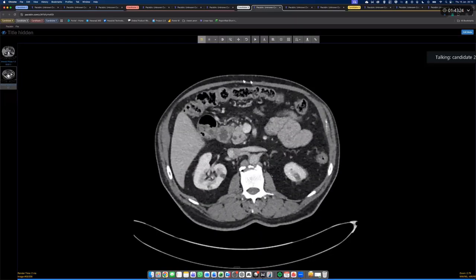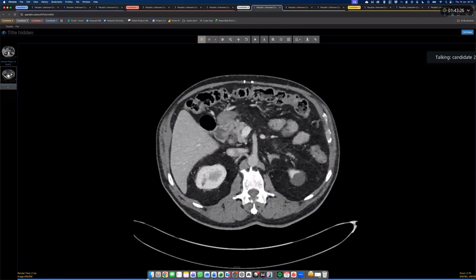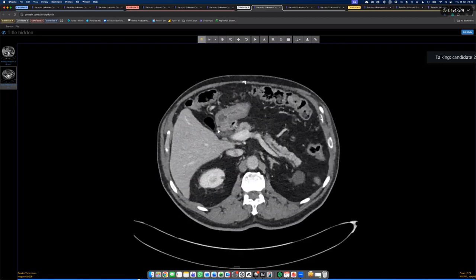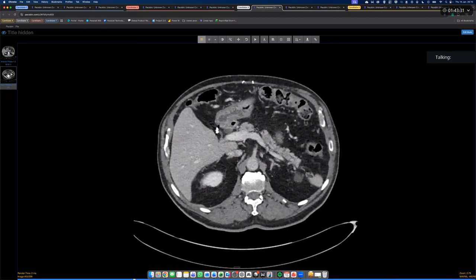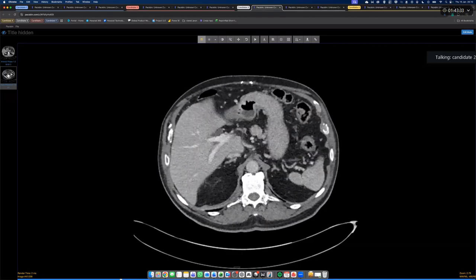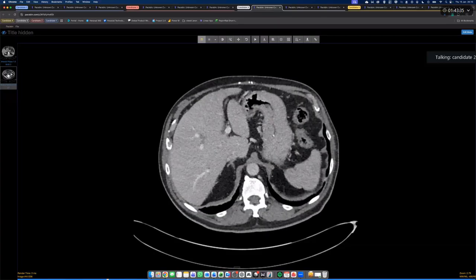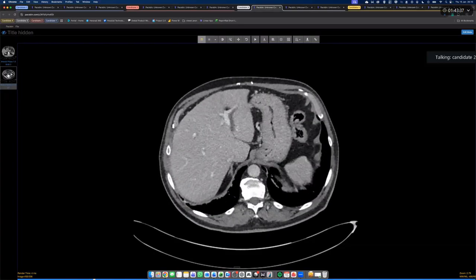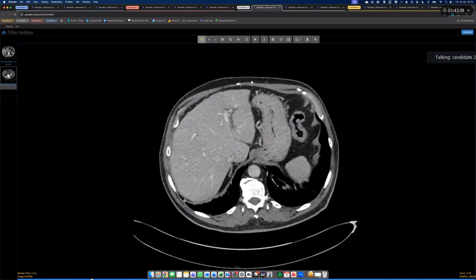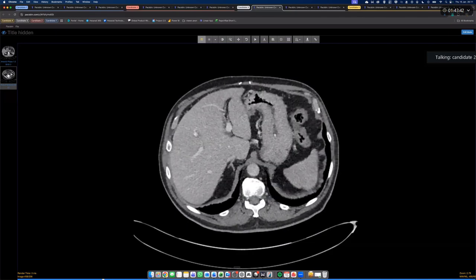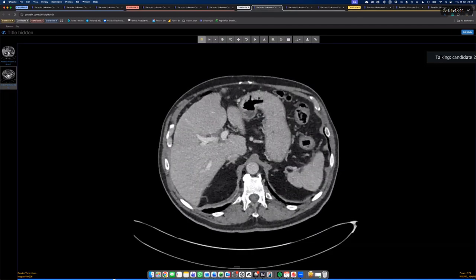I'm looking at the biliary duct now, which also appears to be prominent in this section. However, I can also appreciate surgical clips in the gallbladder fossa, so that can be compensatory dilatation. But I would still like to confirm it by correlating my finding with the LFTs if they are obstructing or not.